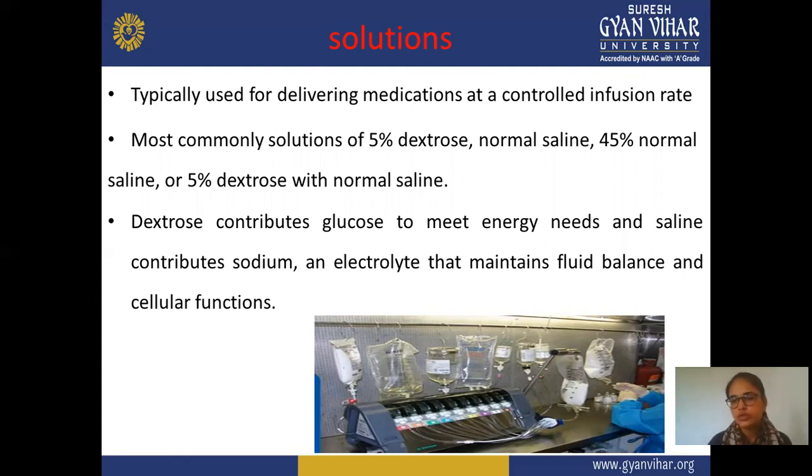So these are the concentrations of solution. It also has different nutrients or ingredients, and mainly dextrose is used at 5%. If you are preparing normal saline solution, then 0.45% will vary for normal saline solution and 5% with normal saline. So these are the different concentrations according to your formulation of solution for small volume parenteral. Dextrose contributes glucose to meet energy, and saline contributes sodium and electrolyte that maintain fluid balance and cellular function. So these are the ingredients present in your solution.